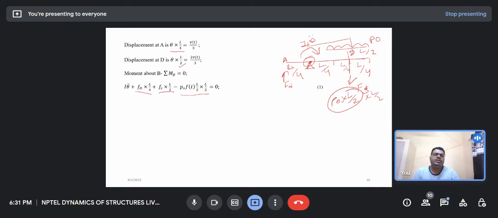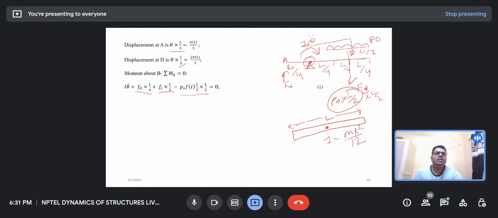So now can anyone tell me what is the value of I? If you have this rod, the length is L, about the center, what is the inertia of this rod about the center? This is the simplest one, you must remember this if you have read it in class 11th or 12th. About the center, that is ML square by 12.